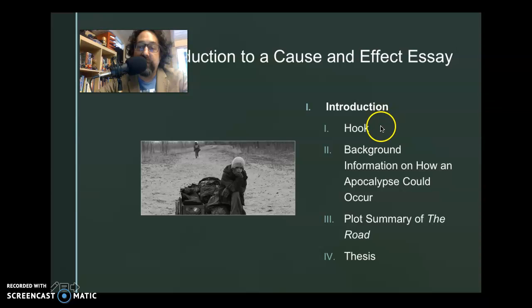In the introduction, you have your hook, and you have your background information. You could do either one here: an introduction to dystopian or apocalyptic literature, or just some information on how an apocalypse might occur. Either one would make a nice transition into The Road. Introduce The Road, give us a brief summary, and work into your thesis.